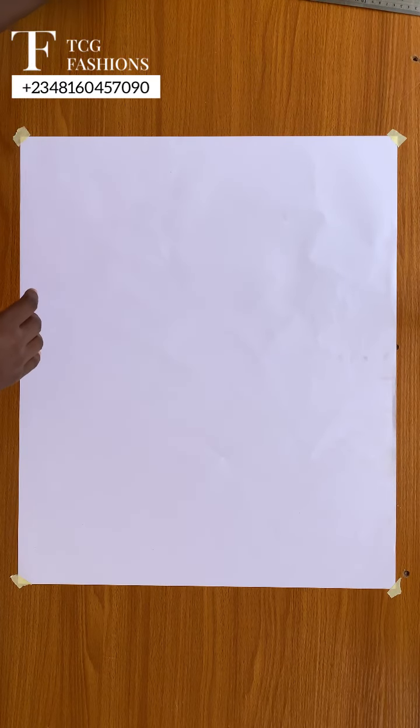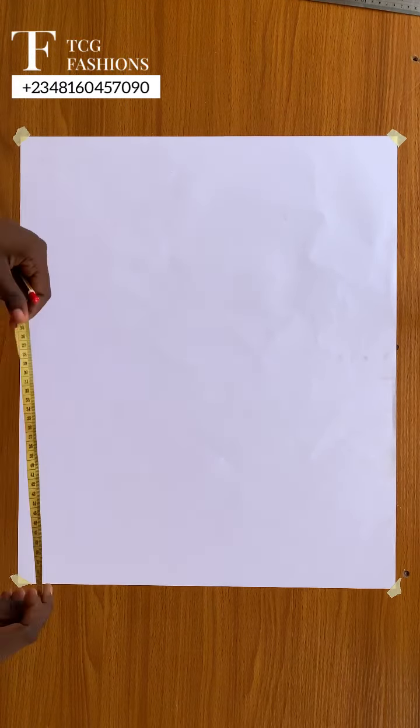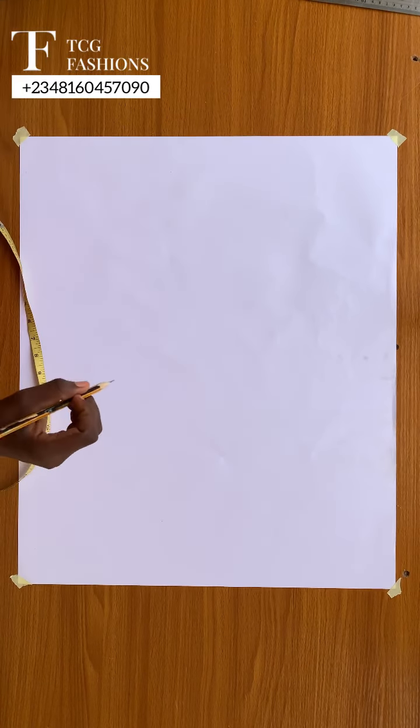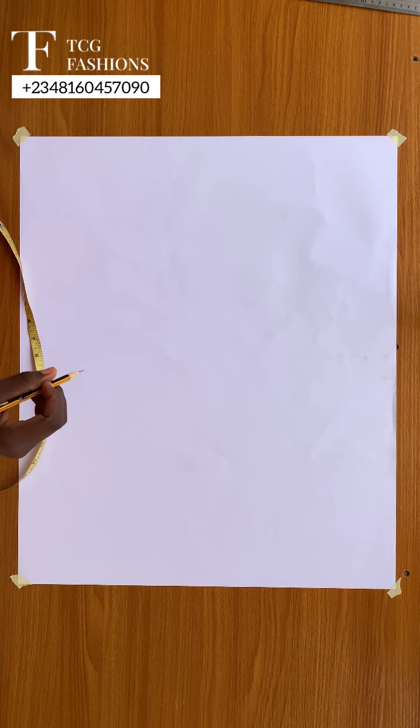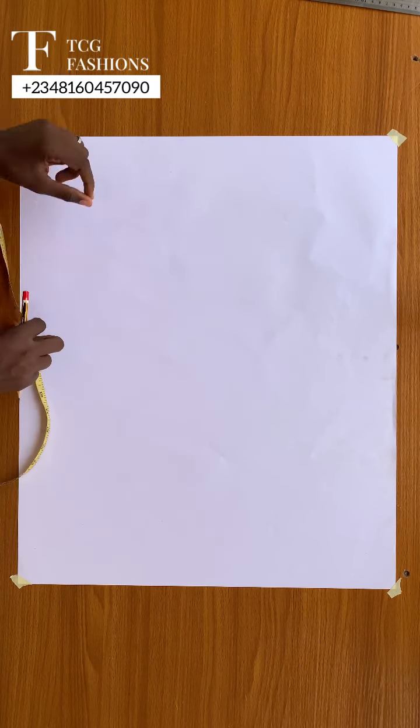So you will get your pattern paper like so. Then you will need to create a rectangular box. It is in that box that we are going to be constructing our skirt. So how do we get to create that box?